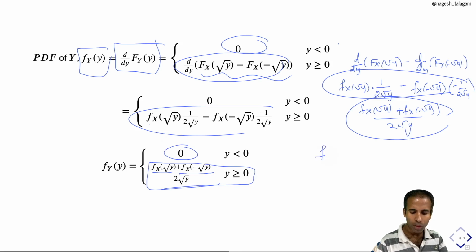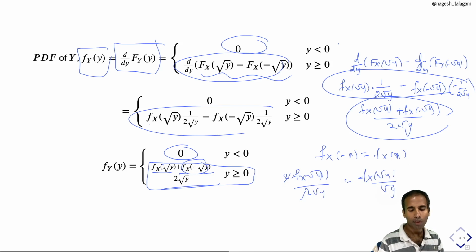Further, if you happen to know that f is an even function, that is, f of minus x is the same as f of x, which means the graph of the PDF is symmetric with respect to the y-axis, then we say it is an even function. In that case, these two terms will be the same, so they get added. So we will get 2 f_X of root y by 2 root y. These 2 cancel, and you will end up with f_X of root y by root y.